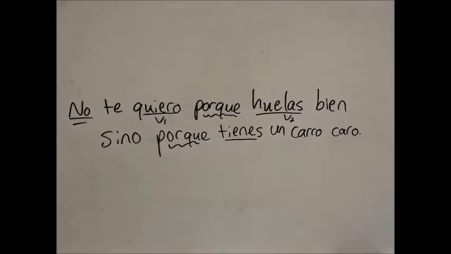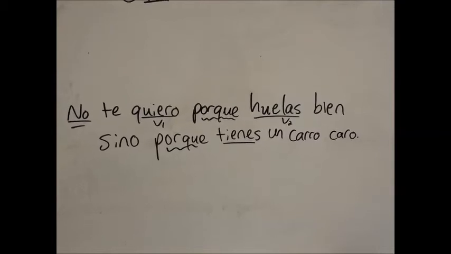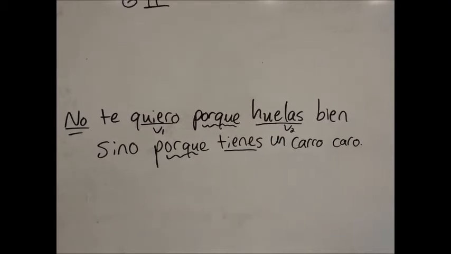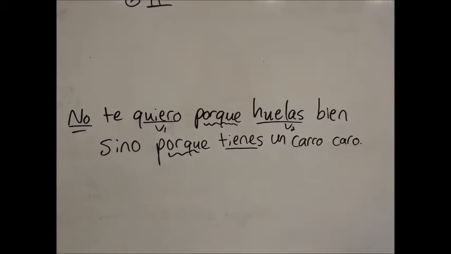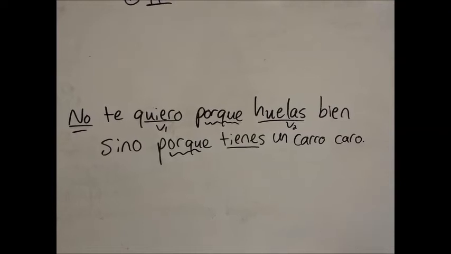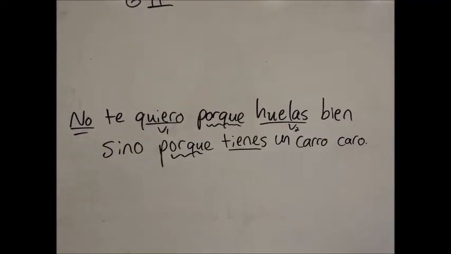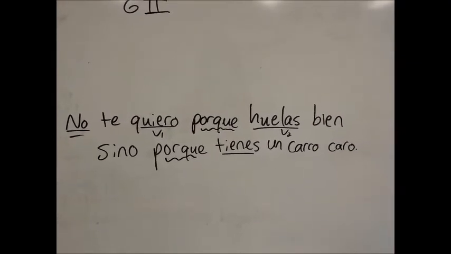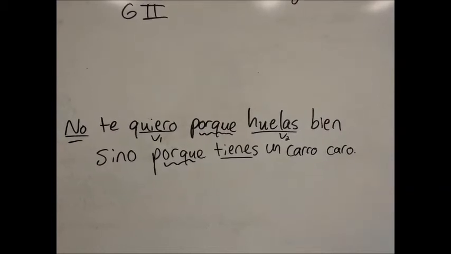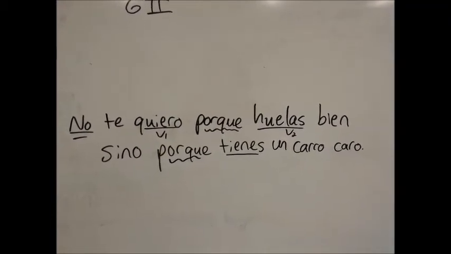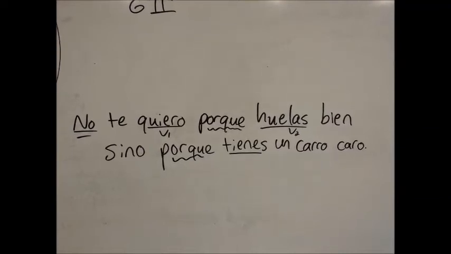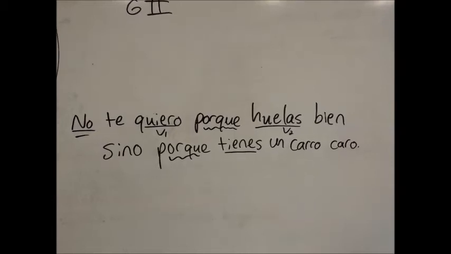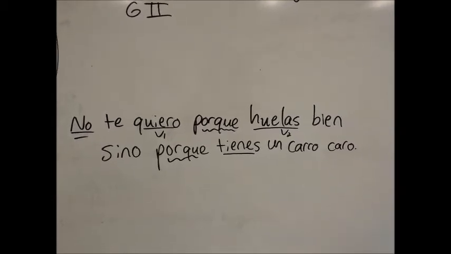So there are actually 3 verbs in this sentence. The first verb is the V1, which we're pretty familiar with. Then we have porque, but the V2 is in the subjunctive because the sentence is negative. It starts with no. But then we have a third verb, and the third verb comes after another porque. The reason why this third verb is in the indicative is because it's telling us the real reason why the speaker loves the person he or she's talking to. So the person's saying, I don't love you because you smell good, even though you smell good. I love you because you have an expensive car. This person's a little shallow.